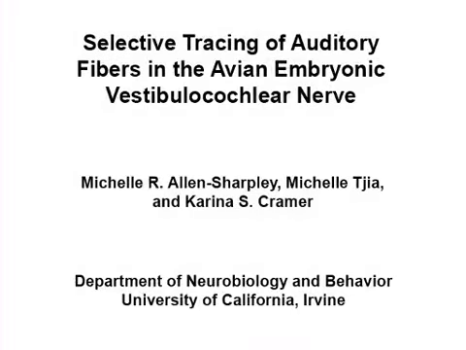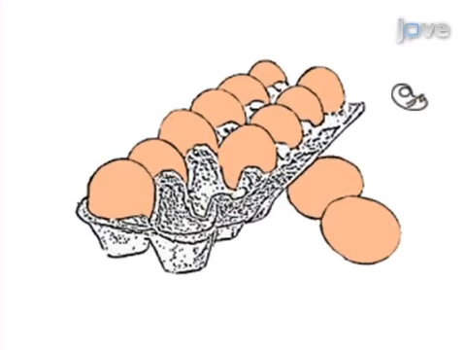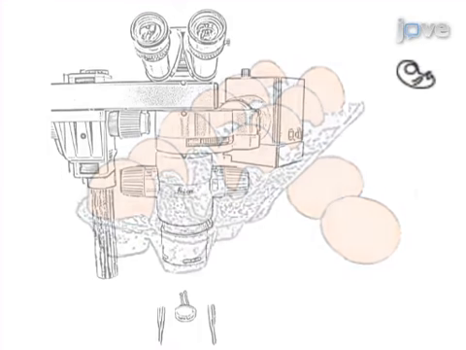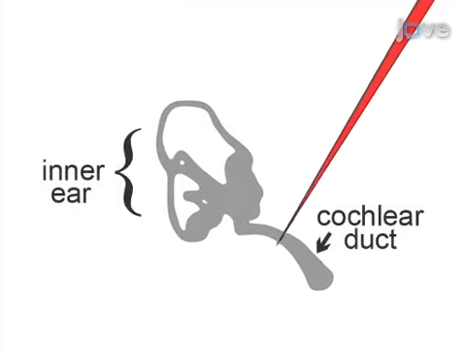The aim of this procedure is to selectively trace auditory fibers from the peripheral nervous system to the central nervous system in an embryo. This is accomplished by first performing a microdissection to reveal the ventral chondrocranium and identify the avian cochlear duct. The second step is to perform a microinjection into the underlying acoustic ganglion cells and their axons.